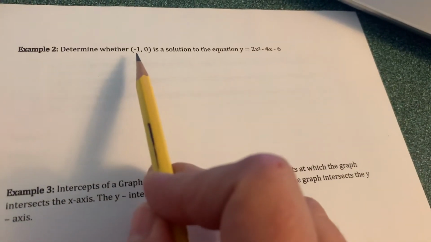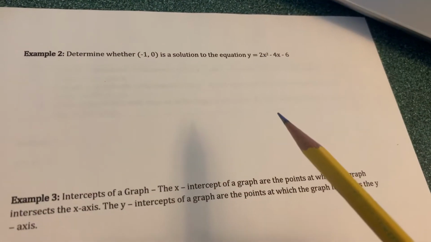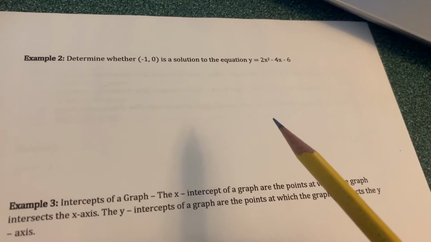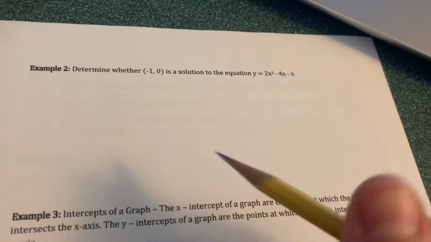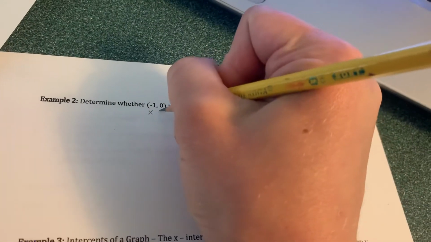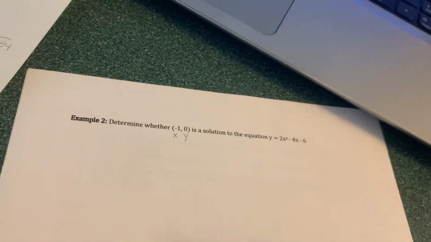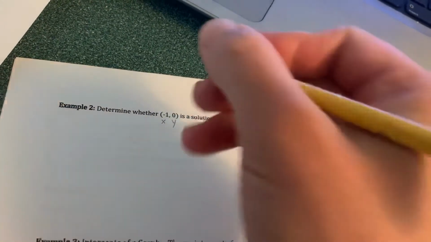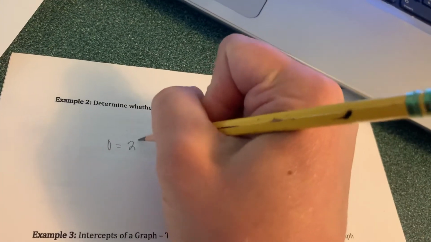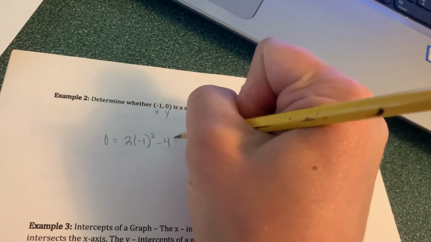Example 2, determine whether -1, 0 is a solution to this equation. Y equals 2x squared minus 4x minus 6. Well, -1 represents an x value and 0 represents a y value. So if they represent those values, substitute them in. So wherever I see y, I'm going to replace it with 0. And wherever I see an x, I'm going to replace it with -1. And what am I going to do with these?